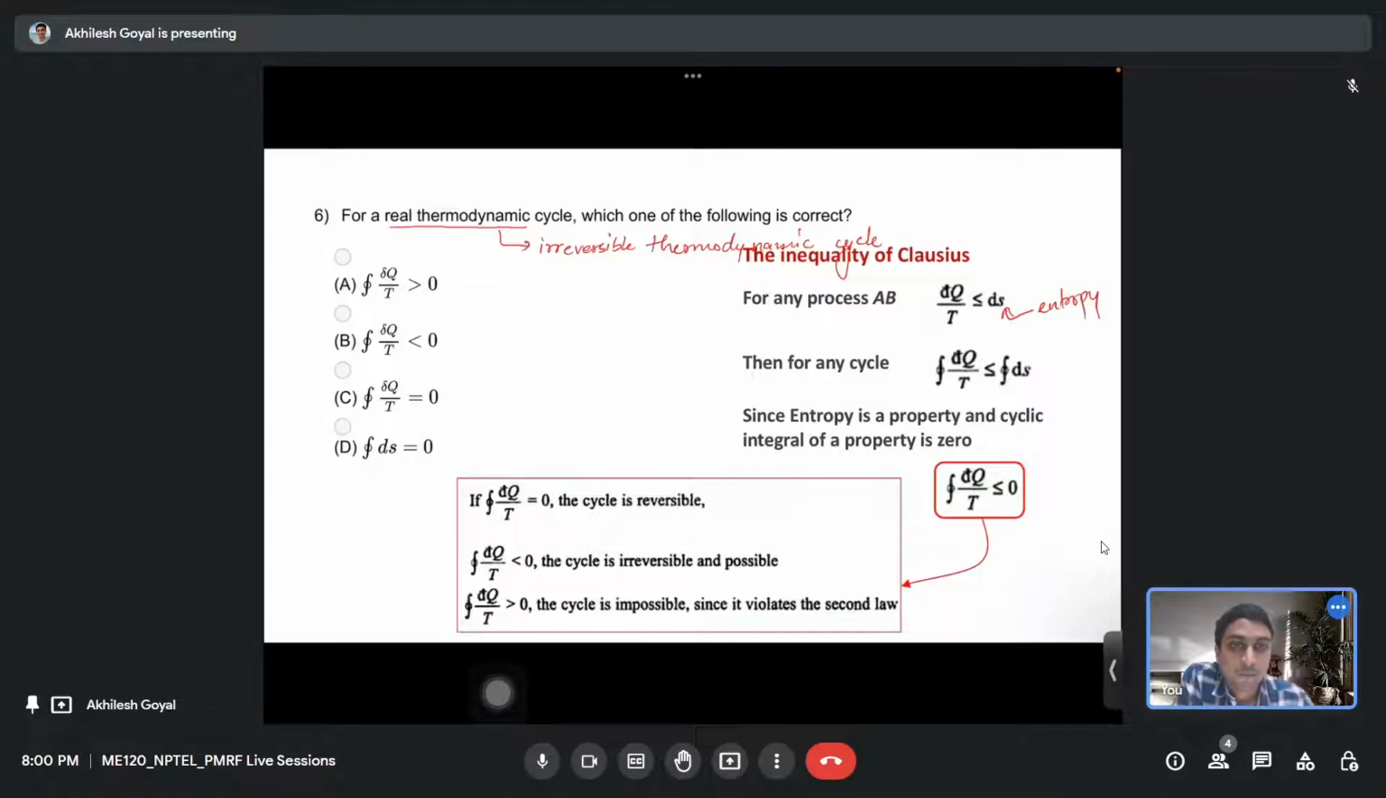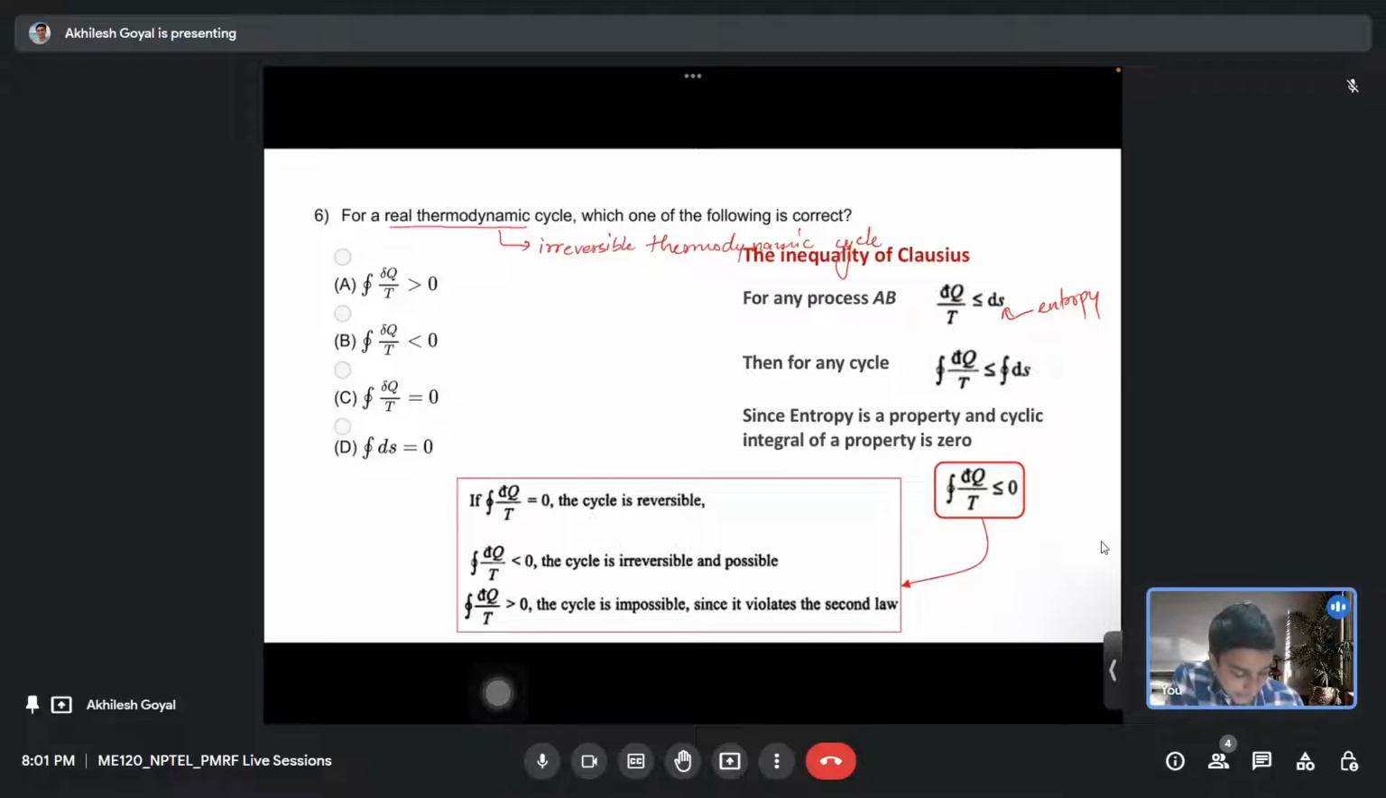This is defined for a process AB. Then for a cycle, we take the cyclic integral of both sides. As we know, entropy is a property, and the cyclic integral of a property is always 0. So we can say the cyclic integral of del q by t is always less than or equal to 0.